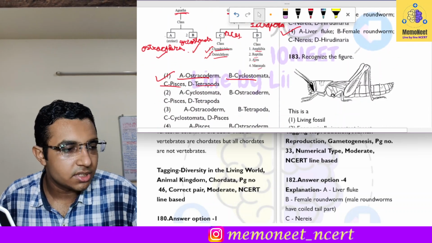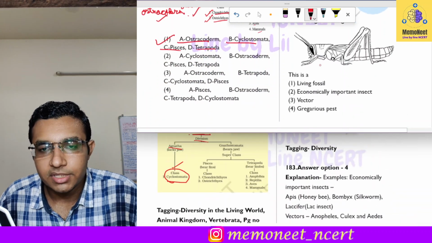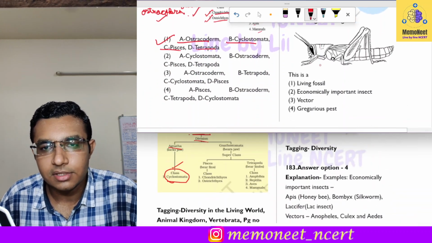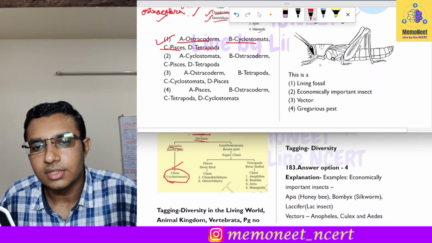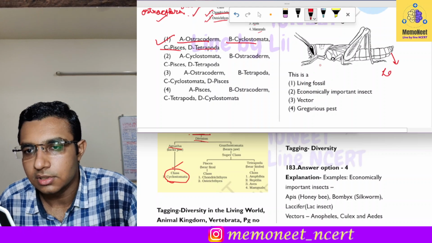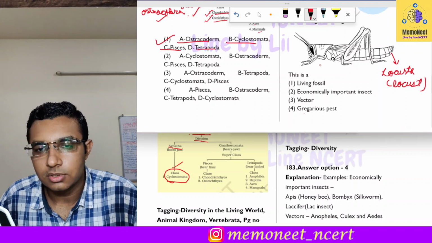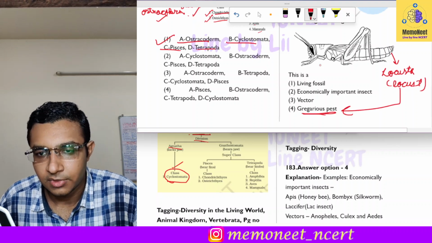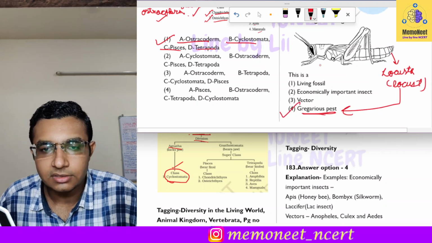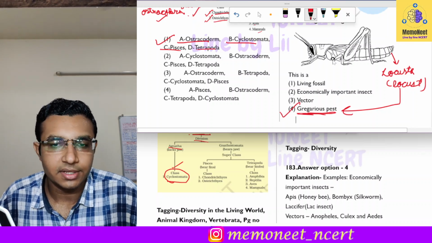Now the next question is question number 183. It is a diagram based question and we have to identify this creature. Okay, so this is the locusta, or the locust, which is also the gregarious pest. It belongs to the phylum Arthropoda, and the correct identification is option 4, that is gregarious pest.